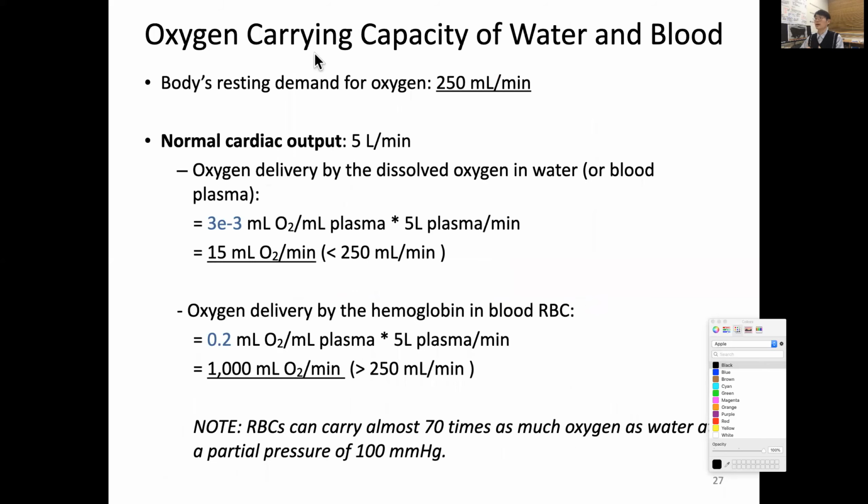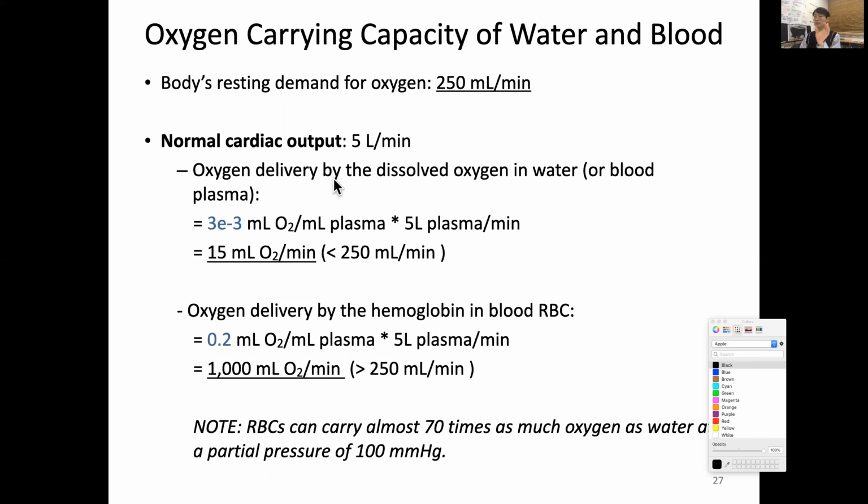With this, let's calculate the oxygen carrying capacity and compare water, which is blood plasma only, and blood, which is the RBC case. First we need to know our body's resting demand from previously. About 250 milliliter of oxygen per minute. And we know the normal cardiac output, in which the heart circulates about 5 liters per minute. So that's the normal cardiac output.